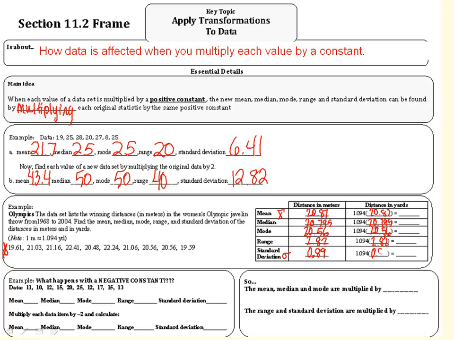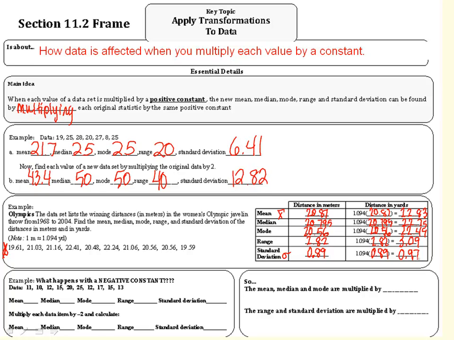Okay, multiply all of these values, and you should find for your new mean, you get 22.83. Your new median is 22.75. Your new mode is 22.49. Your new range is 3.09. And then your new standard deviation is 0.97. So if you multiply everything by a constant, your new values for your mean, median, mode, range, and standard deviation are all multiplied by that same constant.